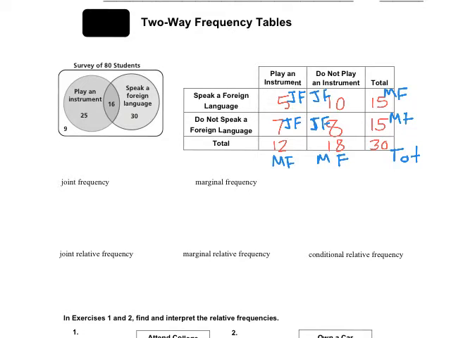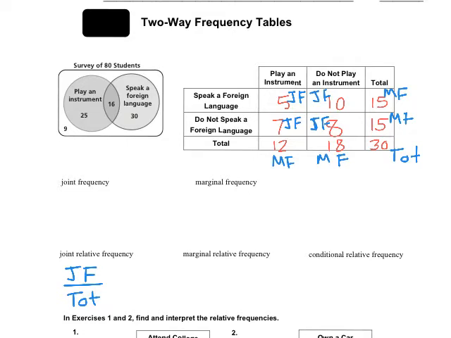Okay, so joint frequencies and marginal frequencies hopefully are pretty self-explanatory after that explanation. And then we throw the word relative in there. Okay, so what a relative frequency is, at that point we're talking about what is a joint frequency relative to the total, or what is a marginal frequency relative to the total. So a joint relative frequency is very simple. You just have to take a joint frequency divided by the total.